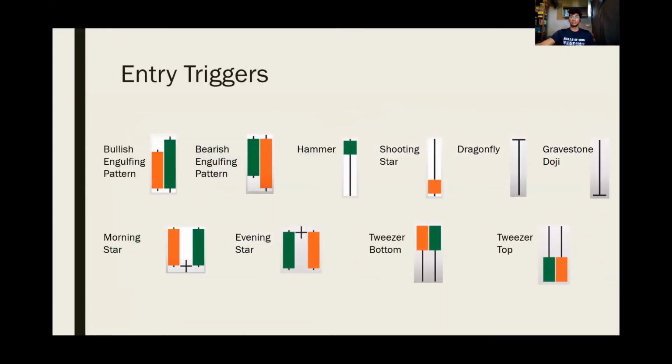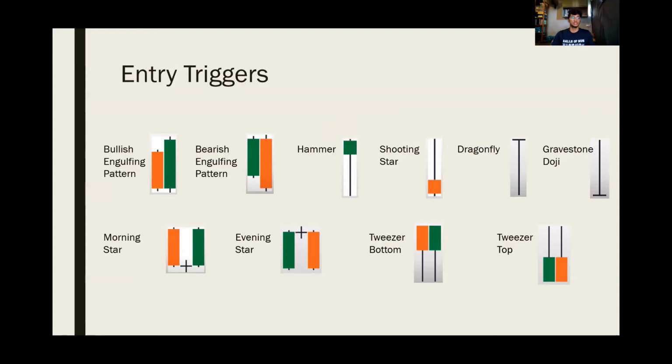So now we'll look a little bit more in depth at some of the entry triggers based on candlestick patterns. Entry triggers refer to signals that can tell you that it's time to enter a trade, whether it's long or short, based on whether the trigger is a bullish or a bearish one. Candlestick patterns can also be used to signal a reversal, and in this case, they can be used as entry triggers.